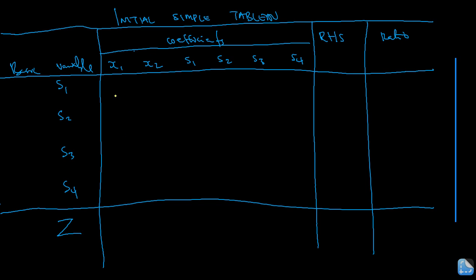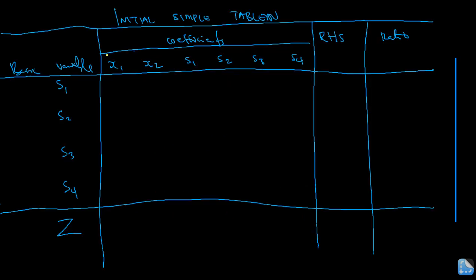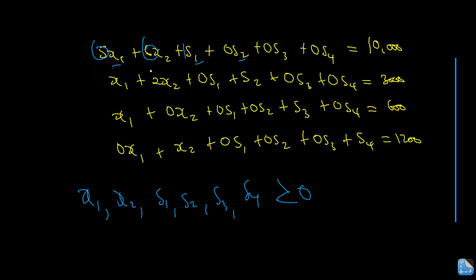So I'm going to do the first one, second one, and then I'm just going to quickly run through the last one. So for the first constraint, what is the coefficient of x1? Now the coefficient is a value in front of our x1, our x2, our s1, our s2, our s3, our s4. So the coefficient of x1 in the first constraint is 5. So we're going to write 5 here. Okay. What about x2? We have a 6.